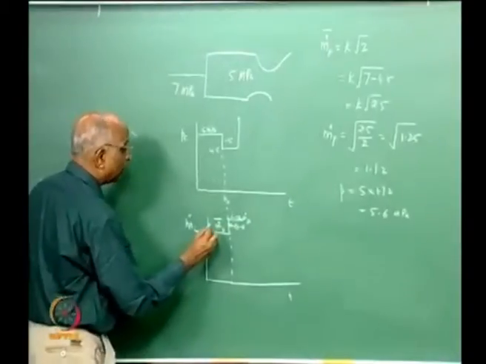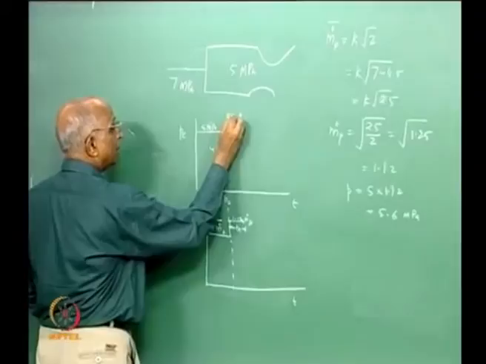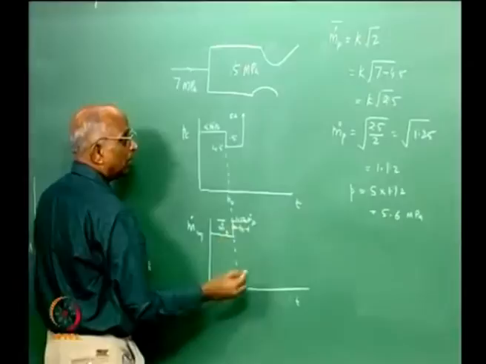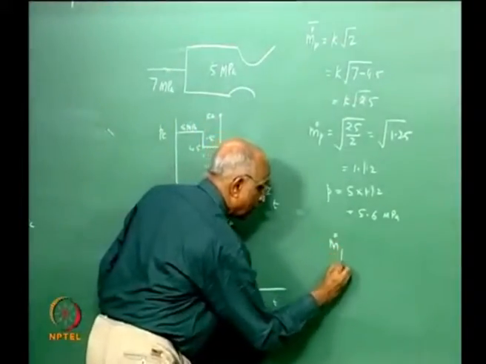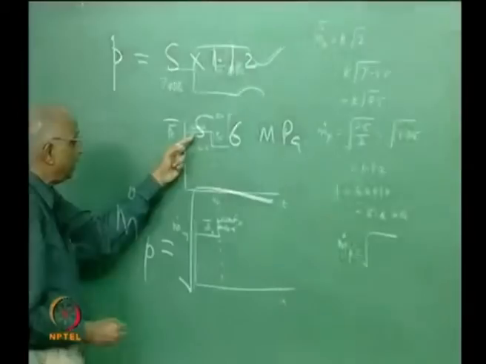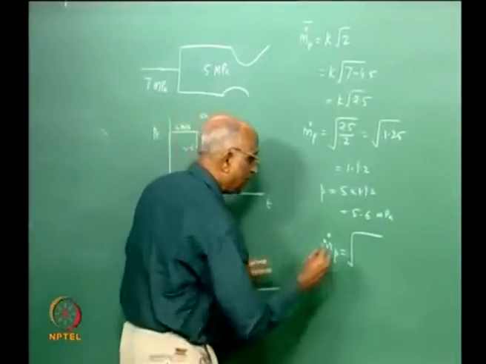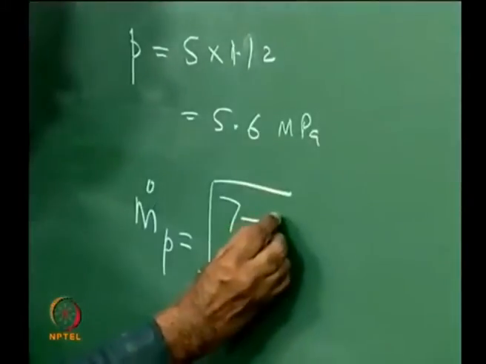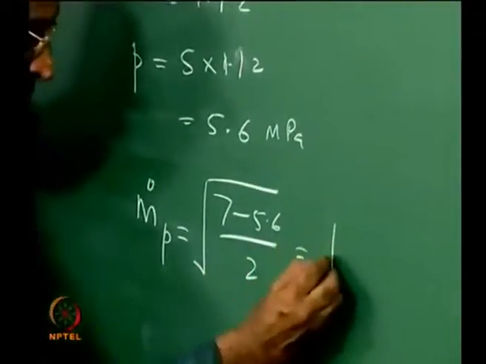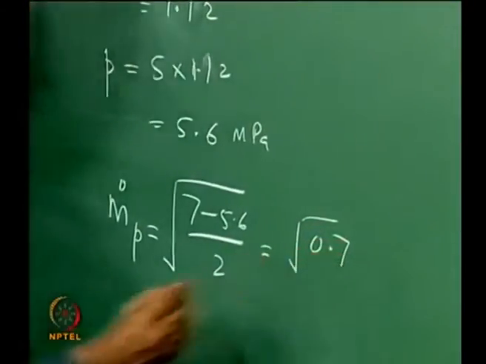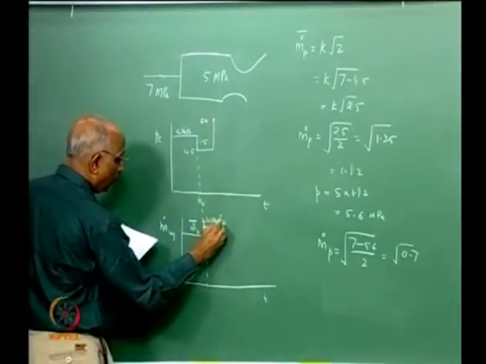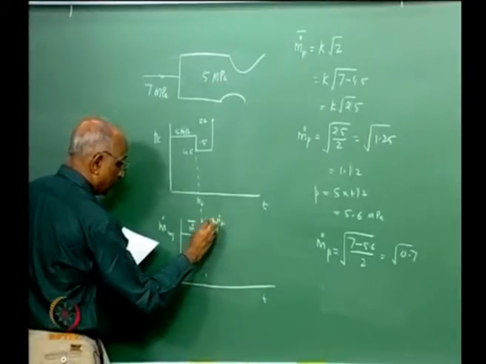Therefore the pressure now goes up to 5.6 MPa, and when it is 5.6 MPa, the mass flow rate now decreases and becomes equal to, with respect to the steady difference of 2, now 7 minus 5.6 divided by 2 over here, that is equal to under root of 0.7 by 1.4 divided by 2.7, the value is 1.12, then it has burnt over here.